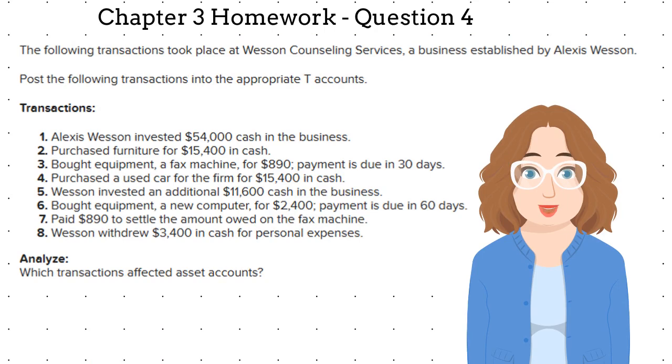For question number 4, we need to enter each transaction into T accounts. Let's do the first transaction together. Alexis Wesson invested $54,000 into the business. The business received cash. So, what do we need to do? Do we debit or credit cash? That's right. We need to debit cash. And what's the credit? Yes. It is capital. Let's complete the entry on the next page.